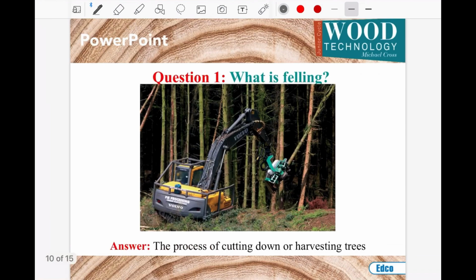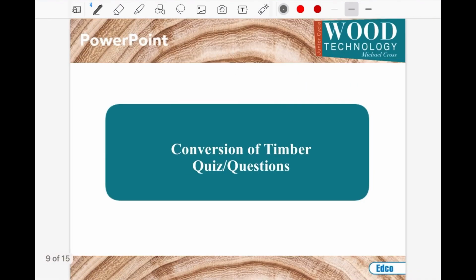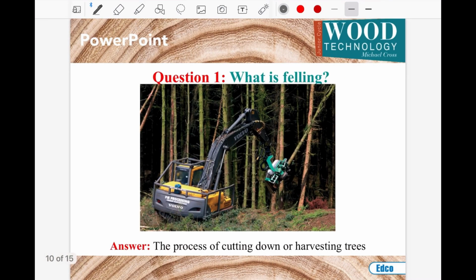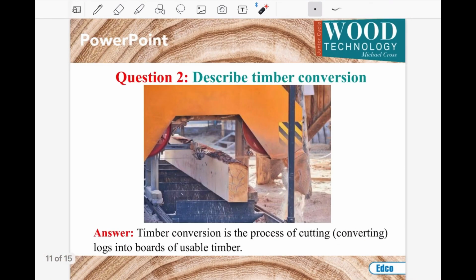Now, there are questions here at the end of the PowerPoint. Just a quick look through those. You could be asked in your exam, what is felling? And felling is the process of cutting down or harvesting trees. Question 2, describe timber conversion. Well, what is it? Timber conversion is the process of cutting or converting logs into boards of usable timber.